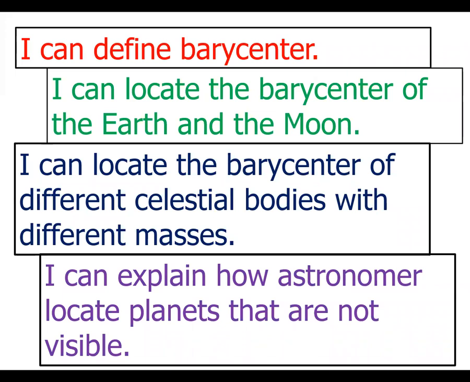In this lesson, we aim to achieve the following targets. The first one, I can define barycenter. The second one, I can locate the barycenter of the Earth and the Moon. The third one, I can locate the barycenter of different celestial bodies with different masses. And finally, I can explain how astronomers locate planets that are not visible.